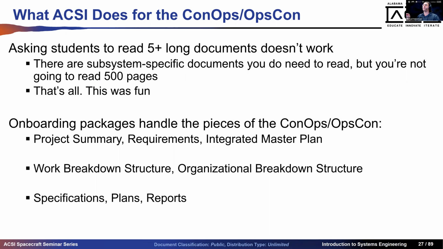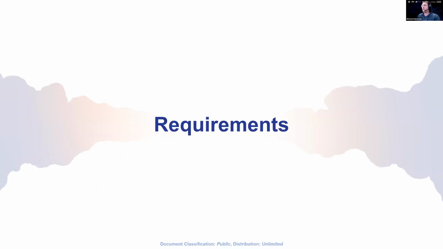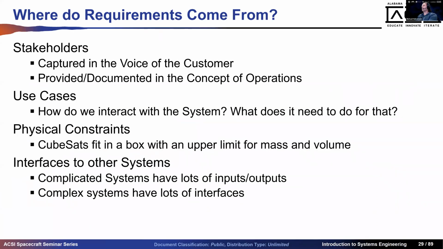You can get away with doing 2 documents, ConOps and OpsCon, but we find it better to decompose this more specifically. All right. Questions, OpsCon, ConOps, how we decompose those in the work breakdown structure, product breakdown structure, integrated master plan? All right, moving on. So now we're going to talk about requirements.